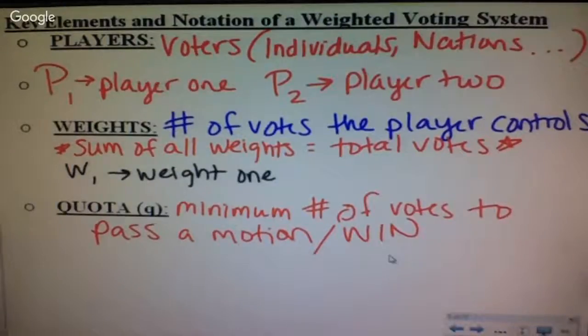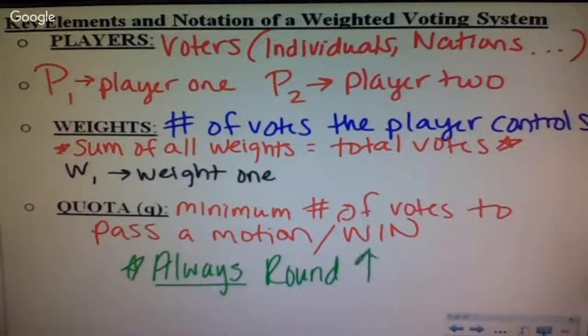The last thing I want you to put here is always round up. So in other words, if you need 37.2 to pass a motion, you technically need 38. No matter what that decimal is, I want you to round it up. It could be 20.1 and you need 21 to win that. You always round up.